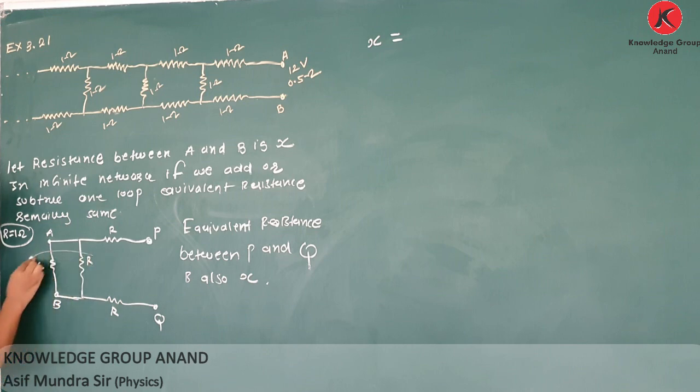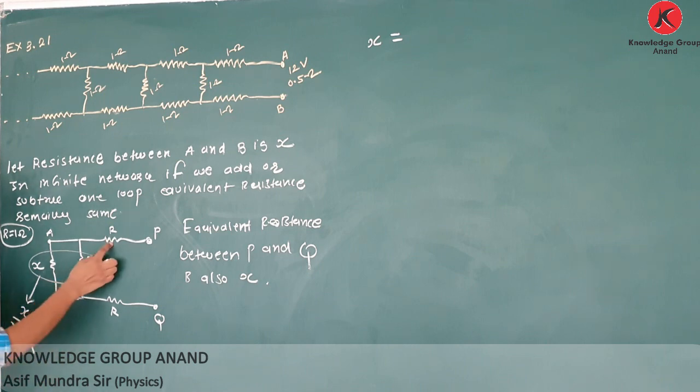This X and R are in parallel connection. So what is the equivalent? It is XR upon X plus R. Clear about this? This X and R are in parallel connection, so the equivalent is XR upon X plus R.